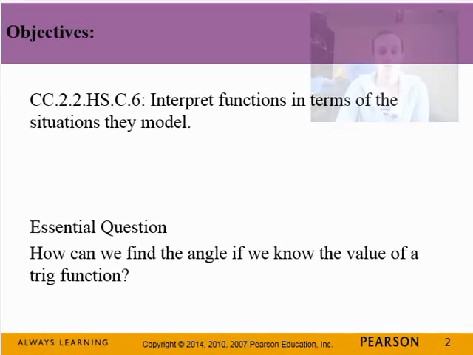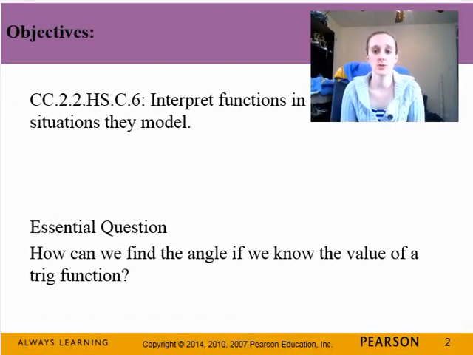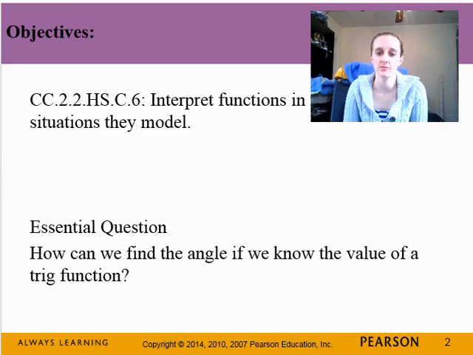Welcome to 4.8 Part 1, Applications of Trig Functions. The standards talk about interpreting functions in terms of the situations they model, and the essential question is, how can we find the angle if we know the value of a trig function?